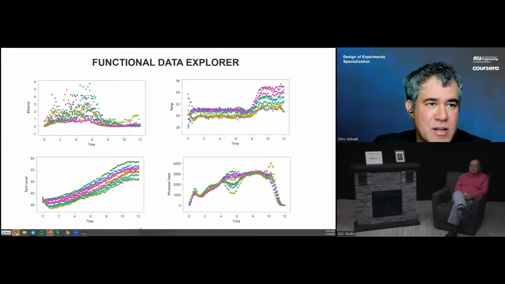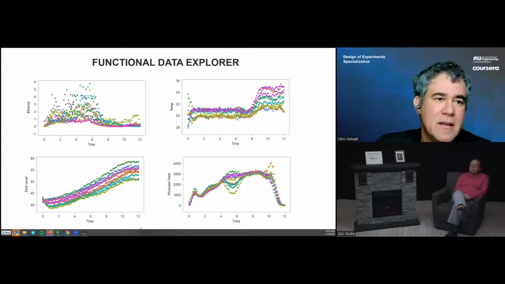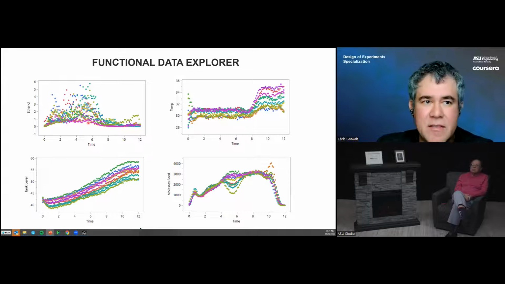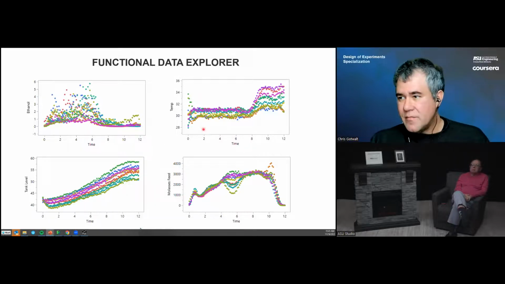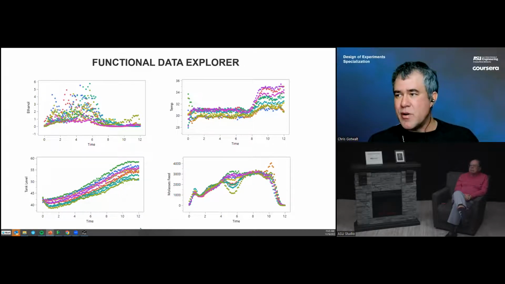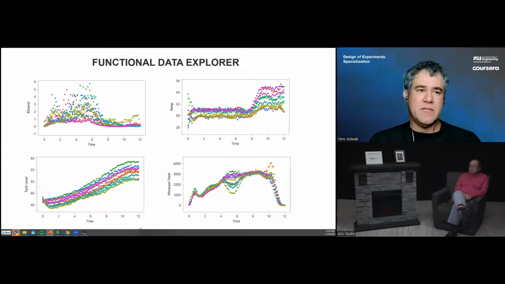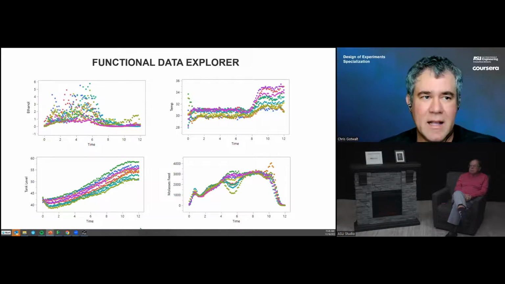Here are sensor measurements for batches for fermentation process and drug manufacturing. These are the time profiles of ethanol amount, temperature, tank level, and molasses feed. And they wanted to use these curves as inputs into a machine learning model that would predict batch yield at the end of the run.